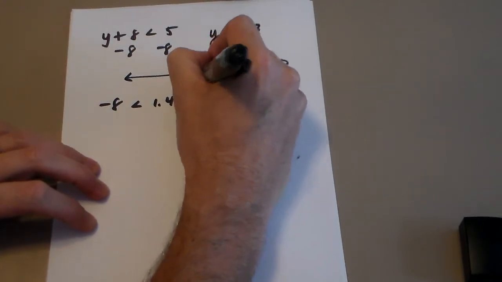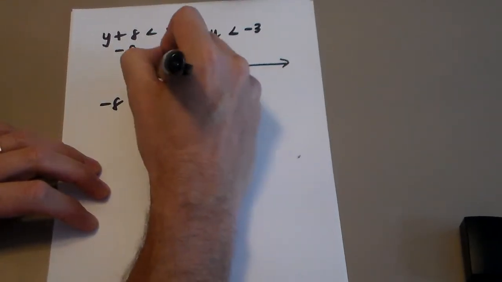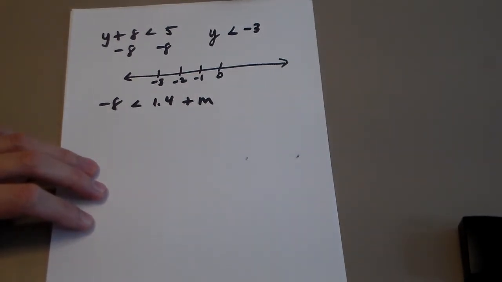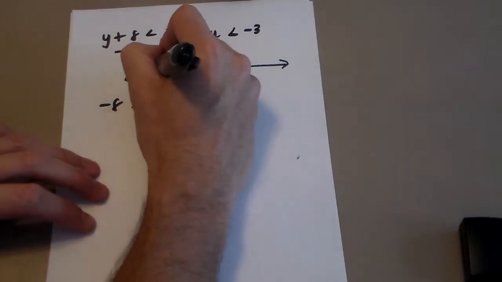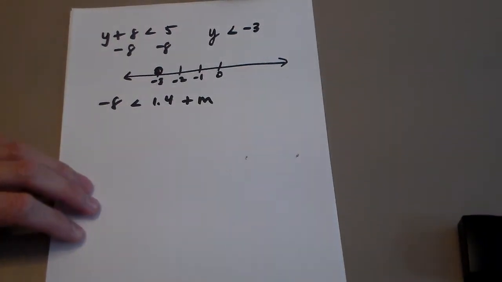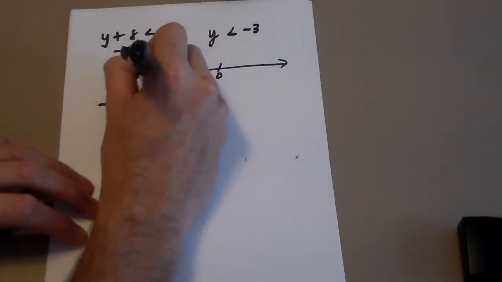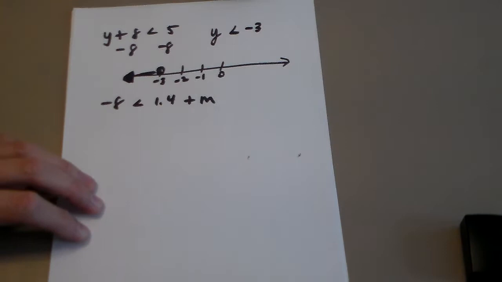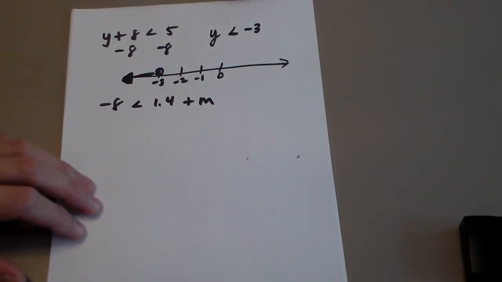Here's 0. Here's negative 1. Here's negative 2. Here's negative 3. I want y to be less than a negative 3. So I have an open circle there, and I want to shade this way, smaller than that. Okay?